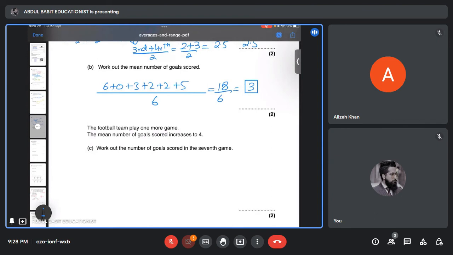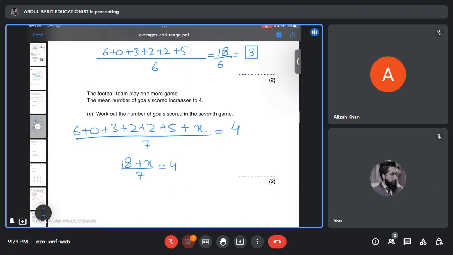They played one more game. So for example, they played 6 plus 0 plus 3 plus 2 plus 2 plus 5. They played one more game, but we don't know the score of that game, so that is x. So divide by 7, and the result would be equal to 4. We know that adding all these, the answer is 18. So 18 plus x divided by 7 is equal to 4.